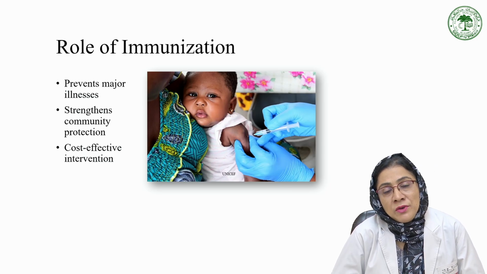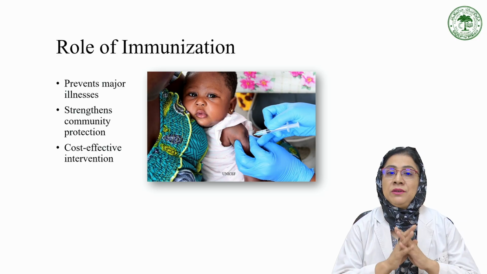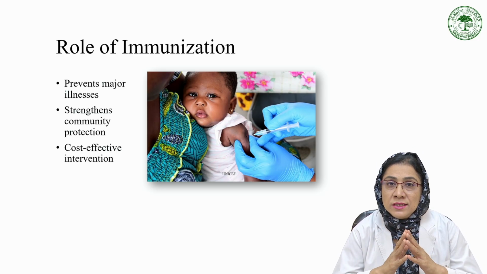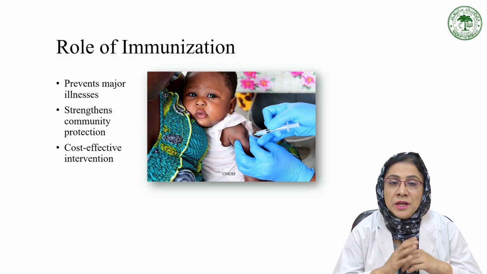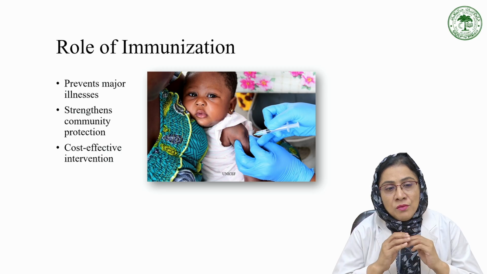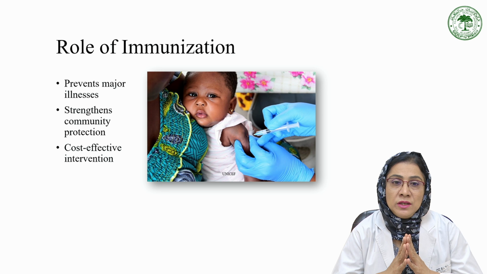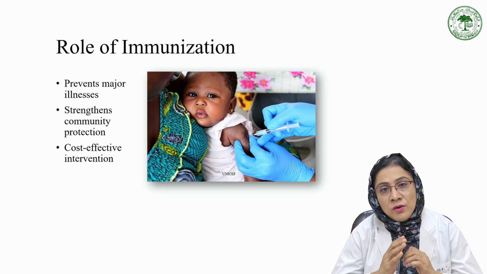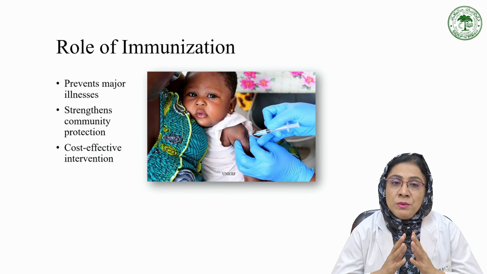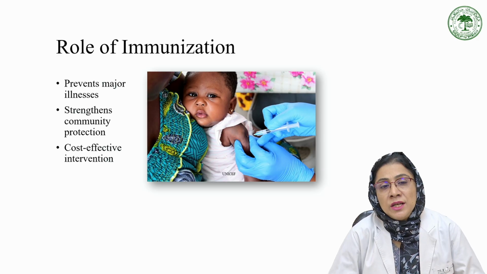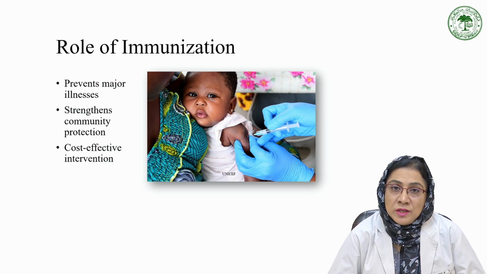Immunization remains one of the most cost-effective interventions in child health. It prevents deadly diseases such as measles, diphtheria, and pertussis, reducing morbidity and mortality. Widespread immunization also provides community protection through herd immunity. Gaps in coverage, however, allow outbreaks to persist. Ensuring equitable access to vaccines is a critical strategy in reducing common childhood illnesses and their wider social burden.